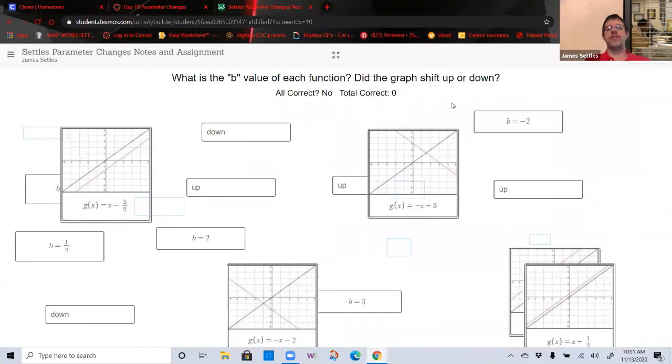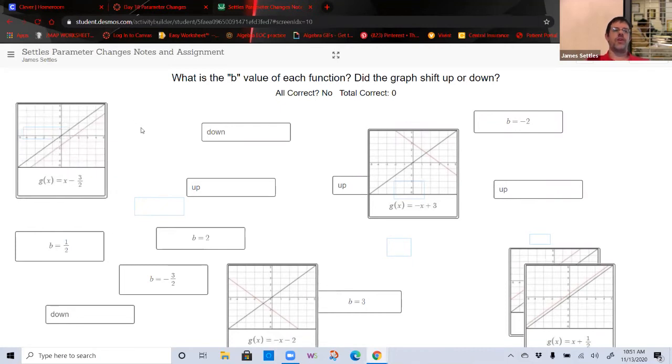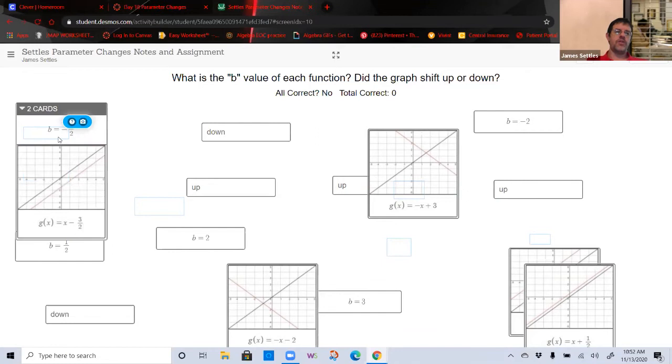Okay, so once again, because there's multiple things that say up and down, we're going to save those for last because those may not be right. So I want you to choose one of your graphs. And on this one, we're just locating the y-intercept, which is B. I just went ahead. It doesn't really matter which one you choose first because we're just going to match up all the B's. I chose the one that said x minus 3/2. So we're looking for the one that says B is equal to -3/2 and drag those together.